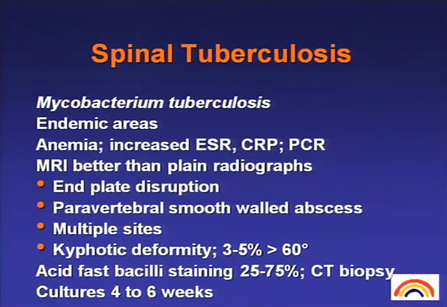MRI will also tend to show that you have multiple sites and not just one site that you may see on plain radiographs. About 3 to 5% of people who have spinal tuberculosis are going to end up with a kyphosis greater than 60 degrees. Another significant percentage will have an acceptable kyphosis that will not be of this magnitude. If we do acid-fast bacilli staining on the biopsy material, which we've already talked about the importance of today, they'll be found in about 25 to 75% of the biopsies.